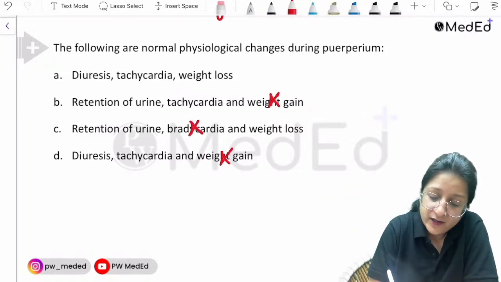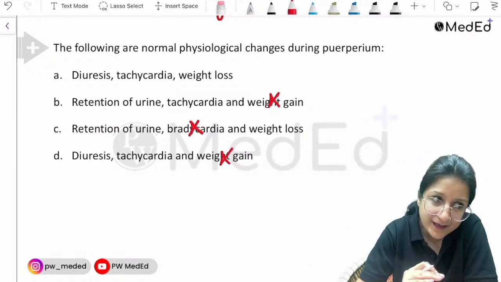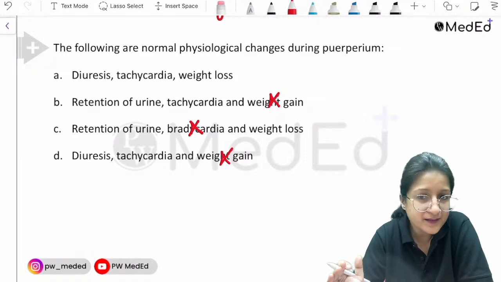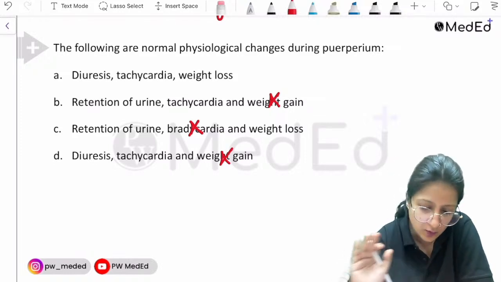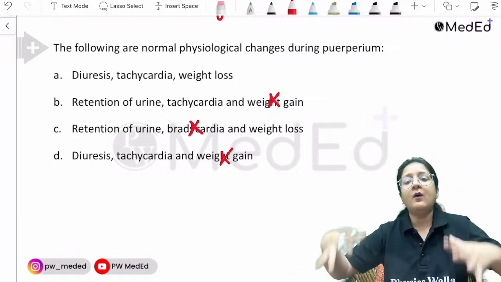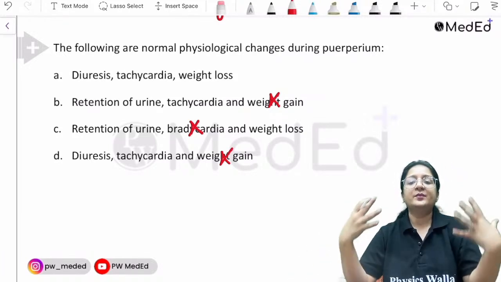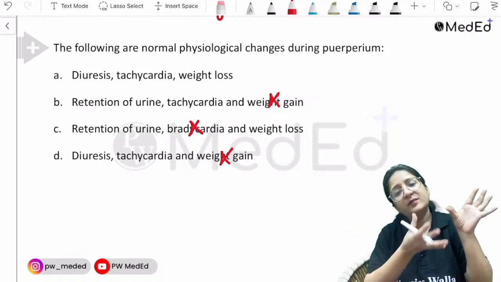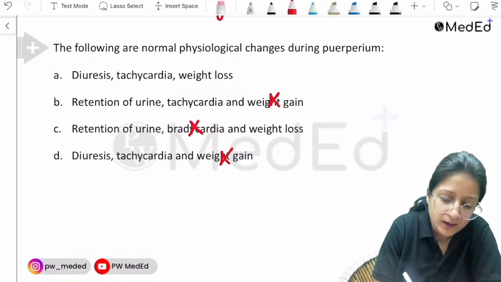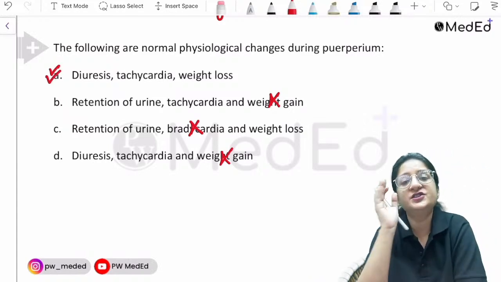So let's see. Weight loss occurs, yes. Tachycardia, yes, because it will take some time for the raised heart rate to settle down, so sometimes we can see tachycardia also. Diuresis, yes. All that water retention that happened during the 9 months of pregnancy will be eliminated because of the diuresis that will take place. So these are the physiological changes.